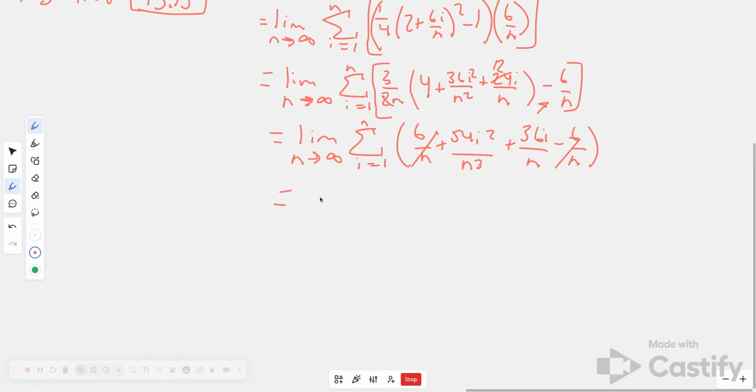So then we can split up our summation notation here, and we get the sum from i equals 1 to n of 54 i squared over n cubed. We split it up. Oh, I forgot a squared here. Yeah, just be careful when you guys are solving these.